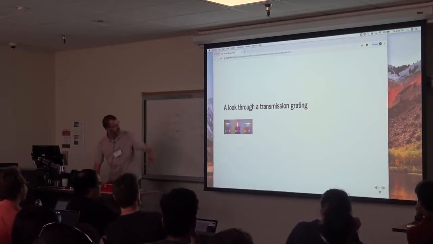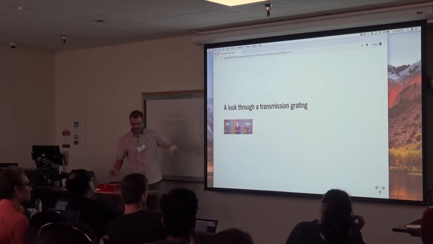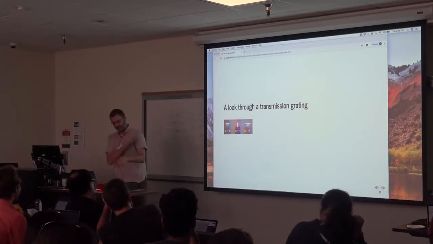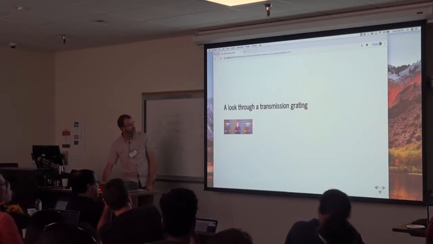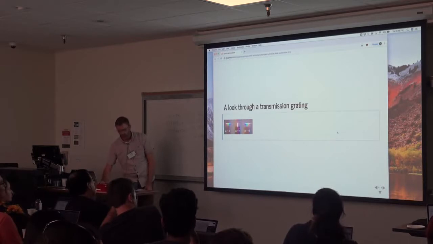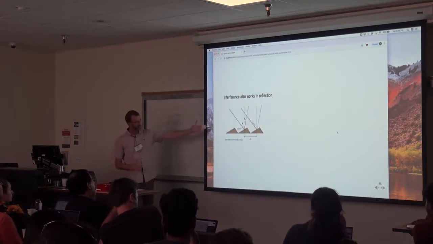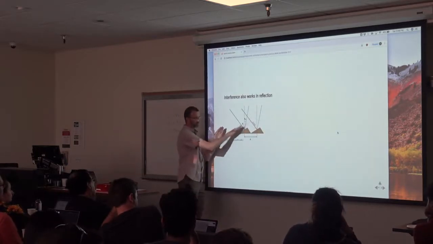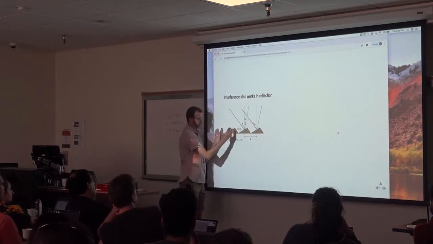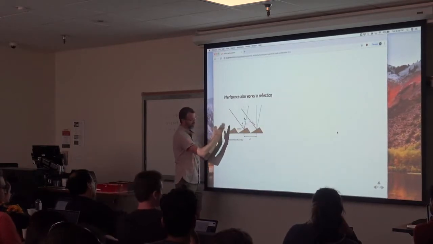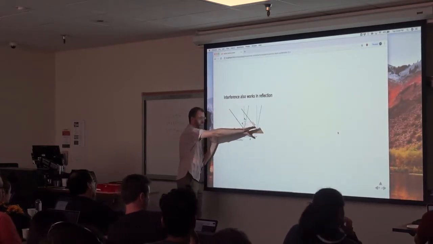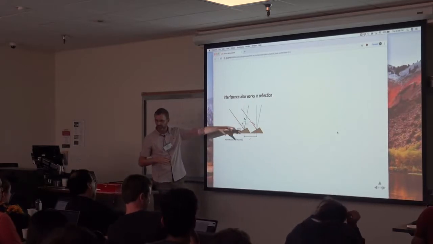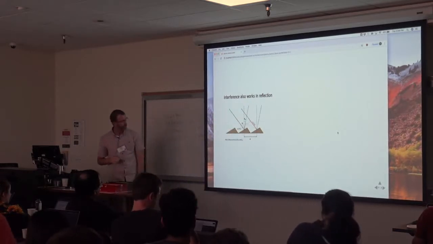All right, so that works in transmission. These are transmission gratings, light's coming through and being dispersed. You can also do this in reflection. Same principle applies. You just need a regular pattern, right? As long as you have a regular pattern, you're going to get this effect, all right? So we can illustrate this.